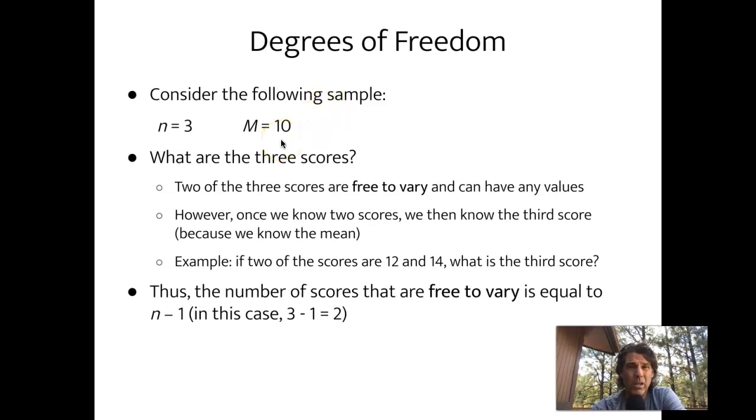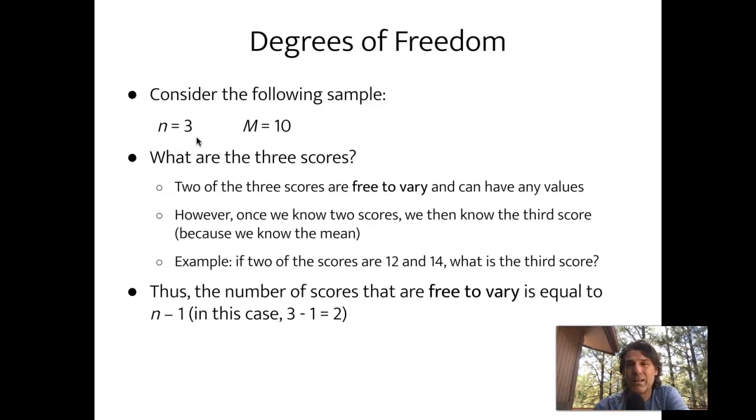Now, at this point, you should be able to give me an infinite number of possibilities. You could say 10, 10, and 10. Those 3 scores have a mean of 10. You should be able to say 0, 10, and 20. Those 3 scores have a mean of 10.